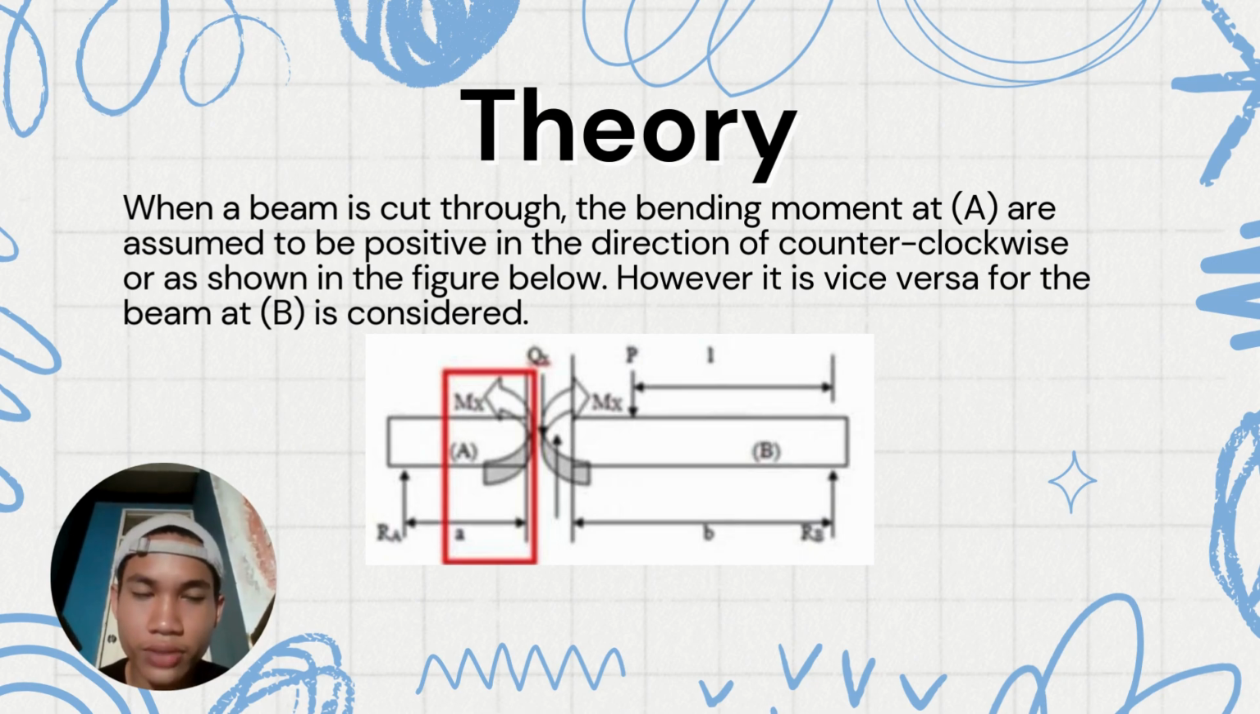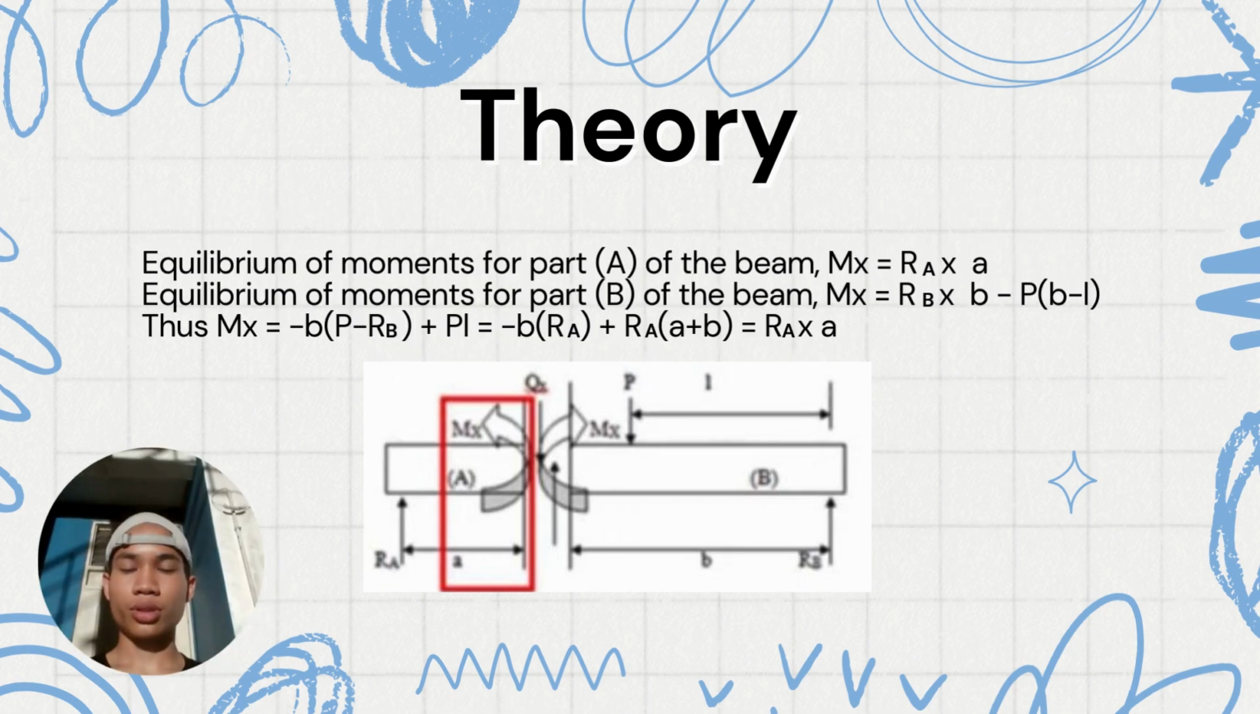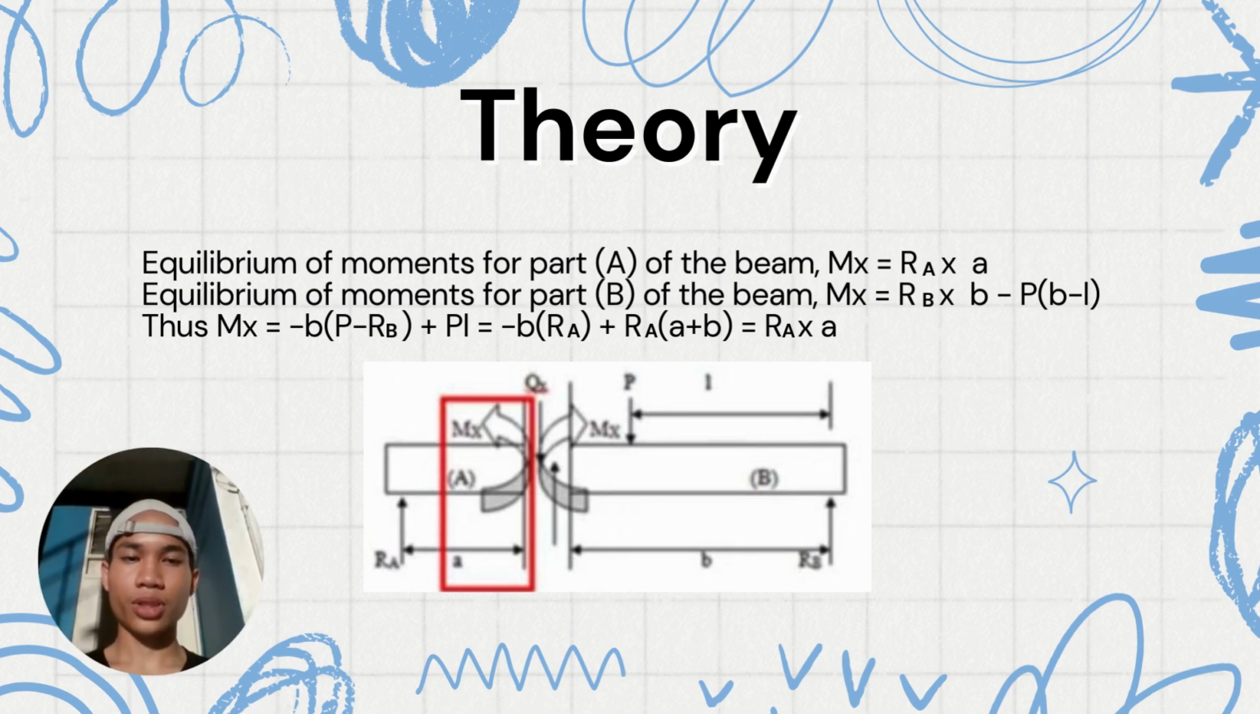However, it is vice versa when the beam at B is considered. To calculate the equilibrium of moments for part A of the beam, Ms equals Ra, reaction A, multiplied by the distance a. Next, equilibrium of moments for part B of the beam, Ms equals Rb, reaction B, multiplied by b, minus P multiplied by b minus L.